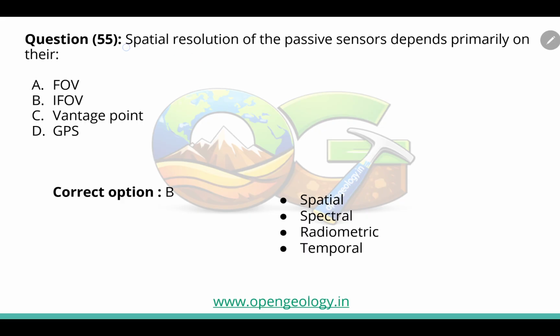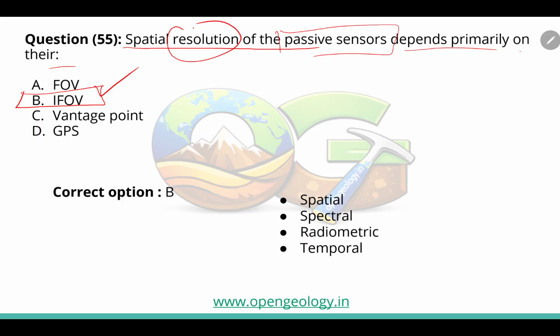Another question: the spatial resolution of a passive sensor depends primarily on what? It depends on the IFOV, the instantaneous field of view. For the exam, you can learn about the different types of resolution: what are spatial, spectral, radiometric and temporal resolution.